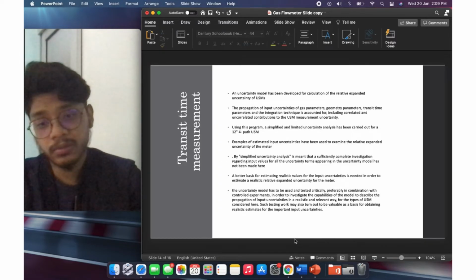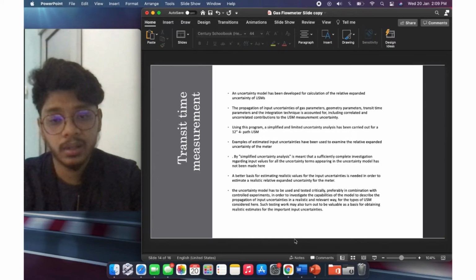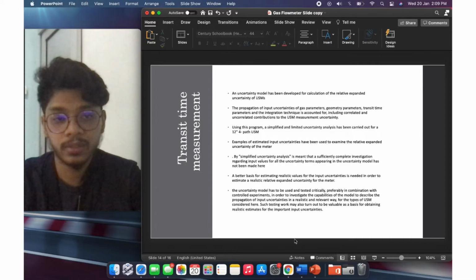Other than that, we will review the transit time measurement, which is the time taken for a propagating sound wave to travel from one pipe to the other.